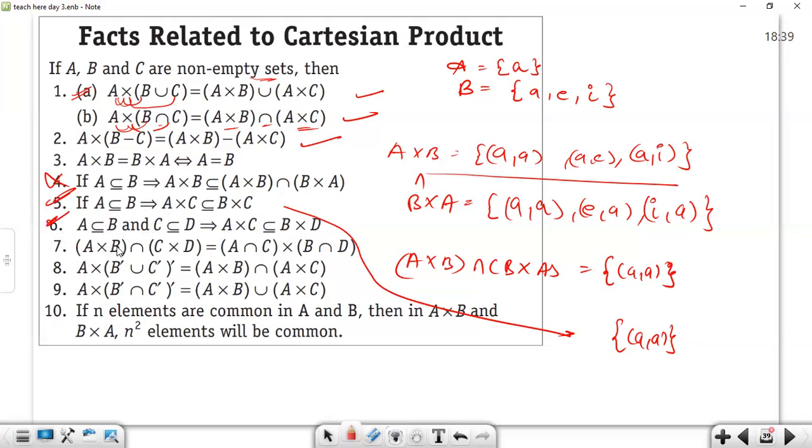Yes, sir. Now, A cross B intersection with C cross D, we may write it as A intersection C, and B intersection D, and the cross will come in between them. Clear? Any doubt? No doubt, sir.